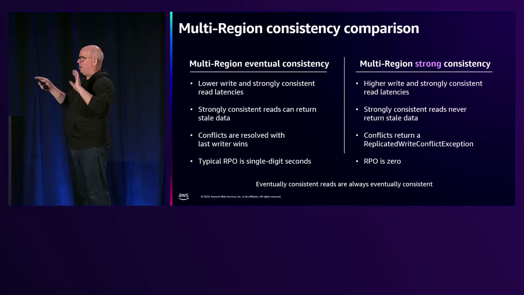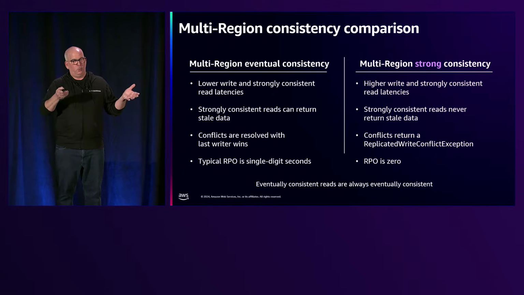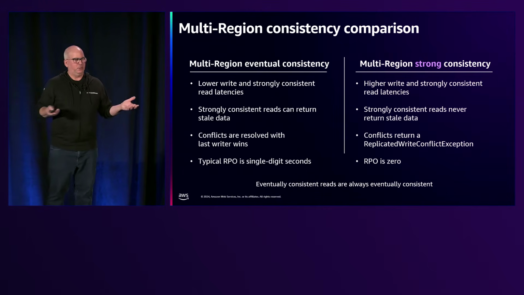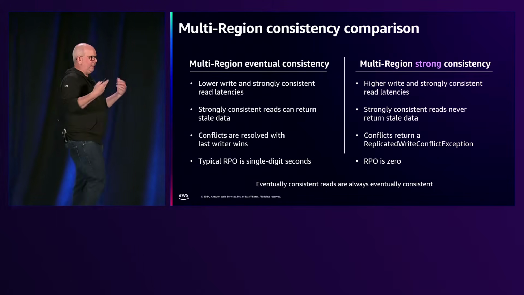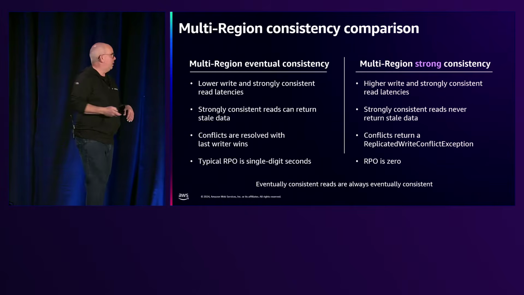And one thing I'd like to call out to dispel some confusion, regardless of the mode of global tables that you're using, eventually consistent reads are always eventually consistent. That doesn't change whether it's a single region table or a global table, and it doesn't change whether you're using eventual or strong consistency in the global table.